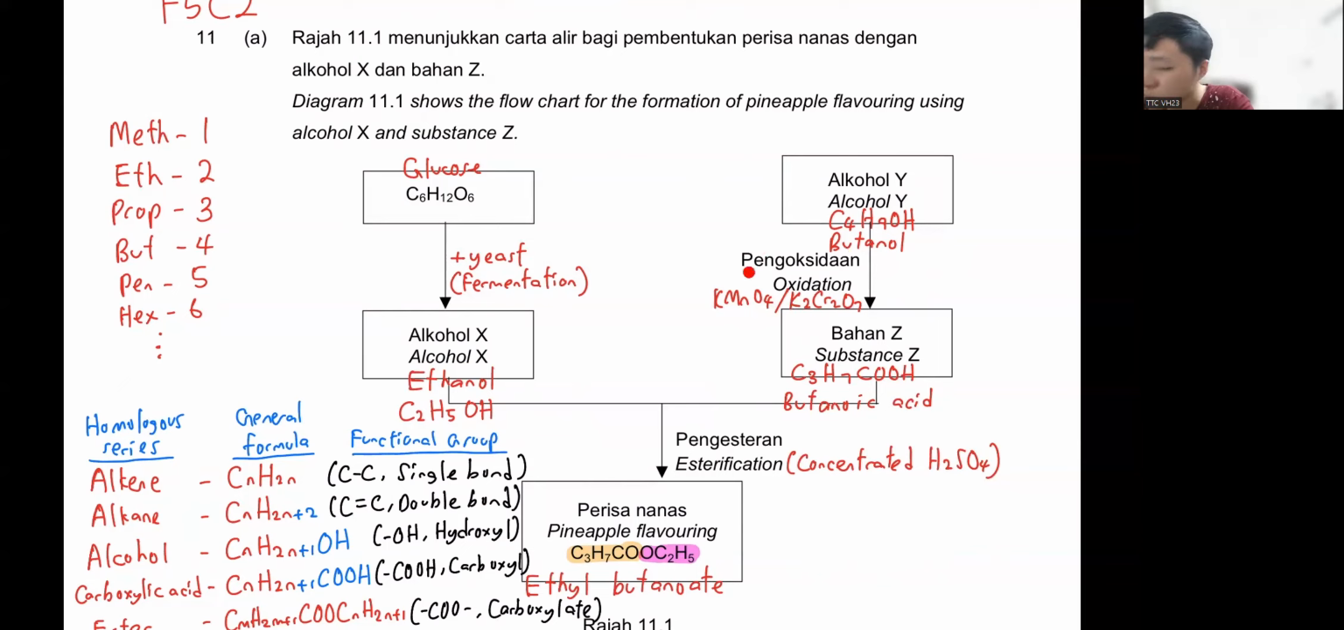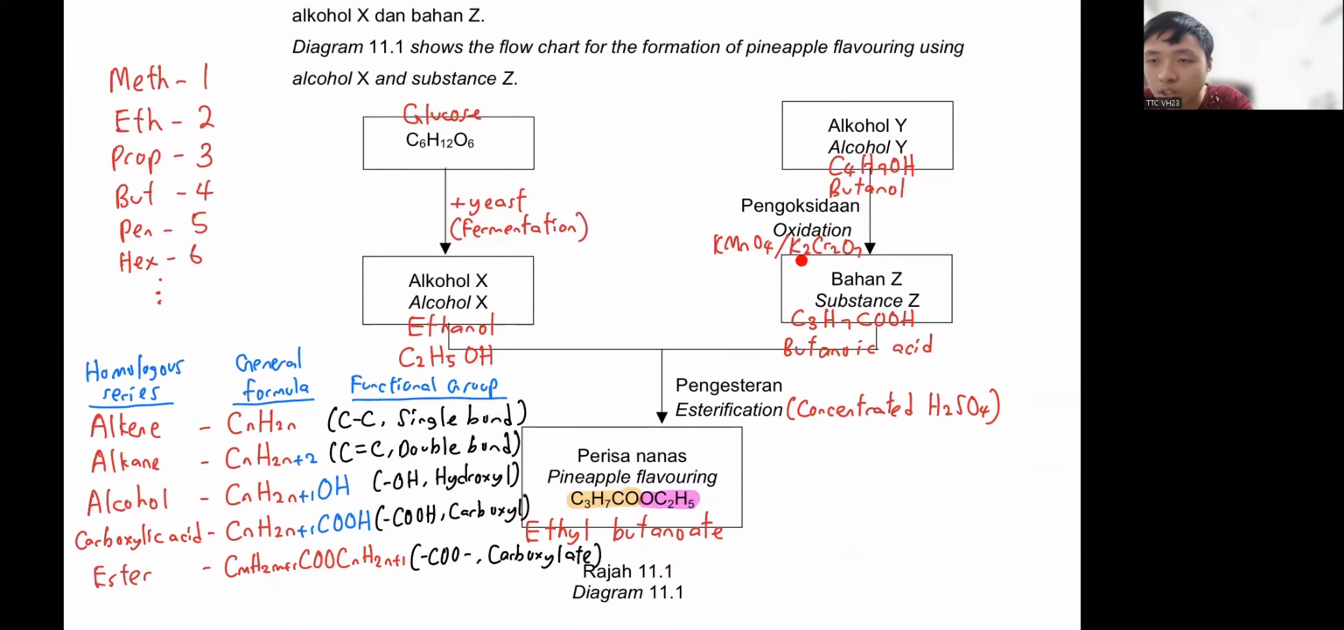Then oxidation: remember, oxidation is how an alcohol becomes an acid. Here the alcohol is different from this one because this has 4C, so the alcohol also has 4C. That's why you get C4H9OH, butanol. Butanol becomes butanoic acid. Remember, if they ask what is added, it is acidified potassium manganate(VII), or acidified potassium dichromate(VI).